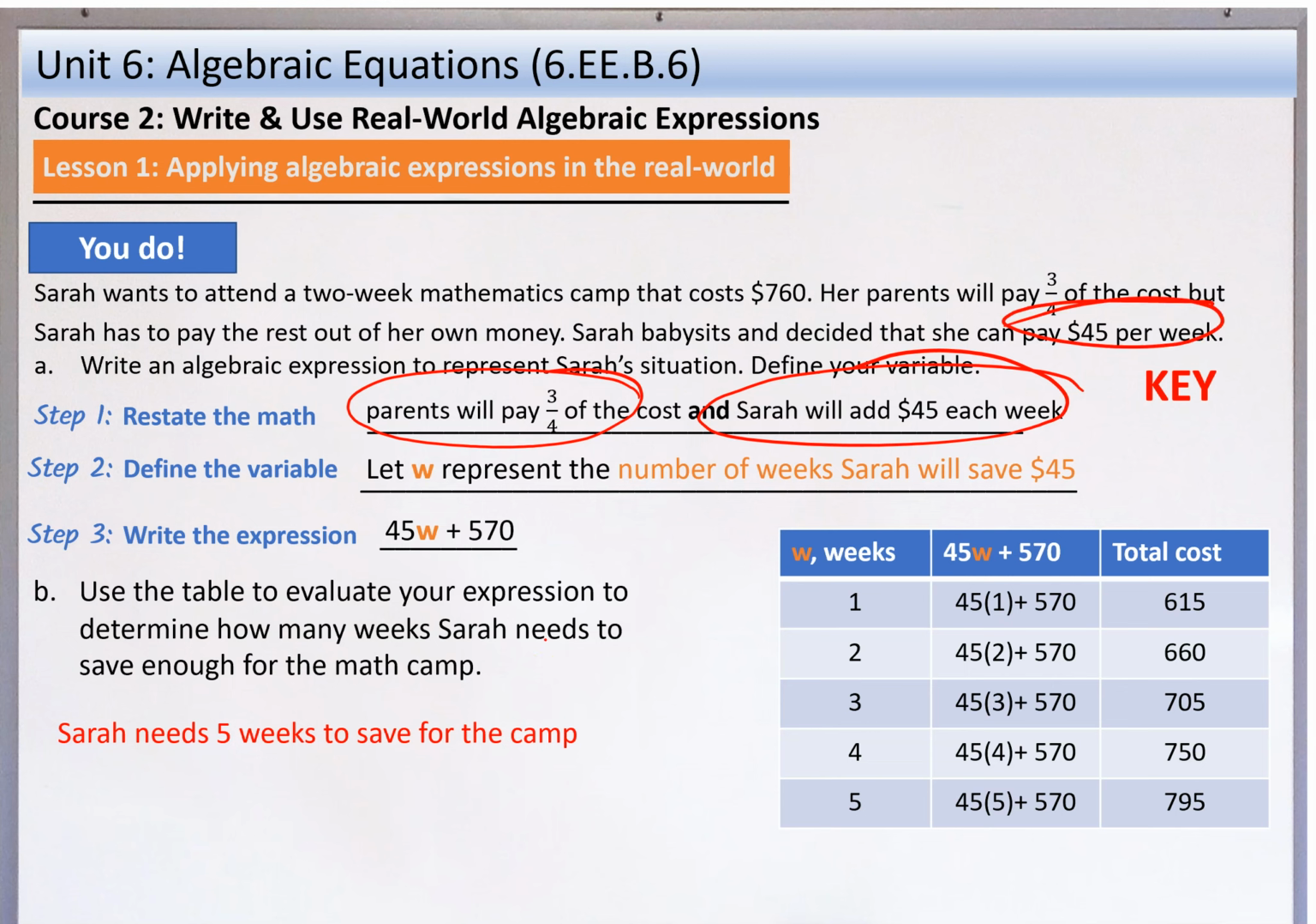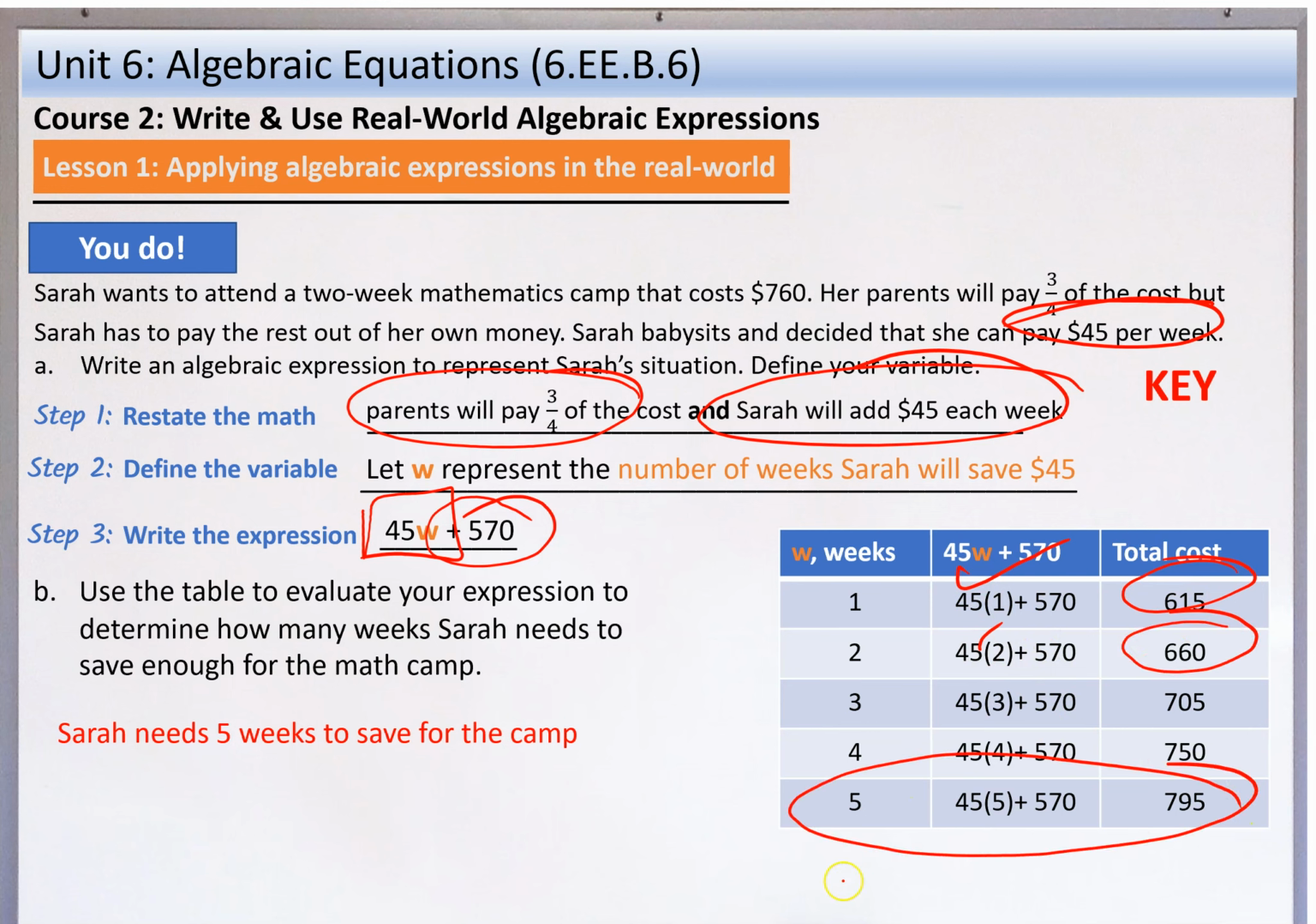So now we know her parents are paying $570 from the previous problems, but now she pays the rest at $45 a week. So after 1 week, she's up to $610. 2 weeks up to $660. It's not until after 5 weeks, because at 4 weeks she only has $750. She needs $760. So not until 5 weeks does she have enough money to pay for the camp. Okay, so we're almost at 6 minutes. So hopefully we'll finish up in the next video.